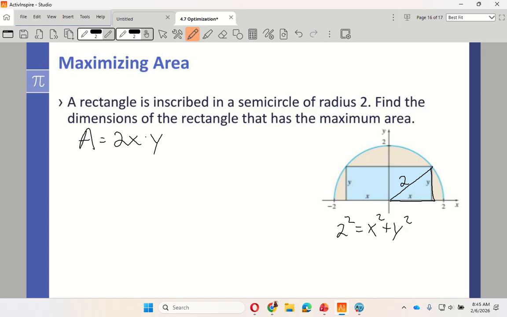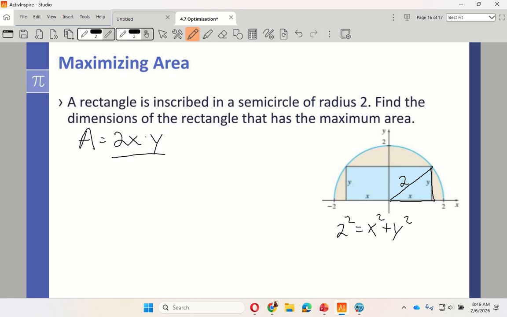There you go. And I want to get rid of one of these, and I'm going to use that to substitute. Because in that relationship, the x squared plus y squared could only equal 4, no matter what. So that is a restriction on my y values. So it has to be within that.